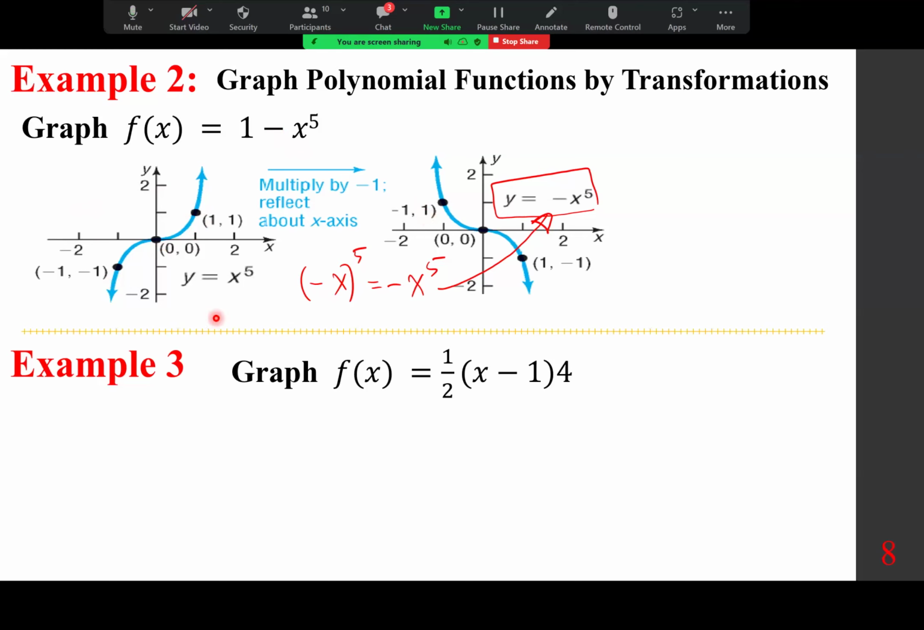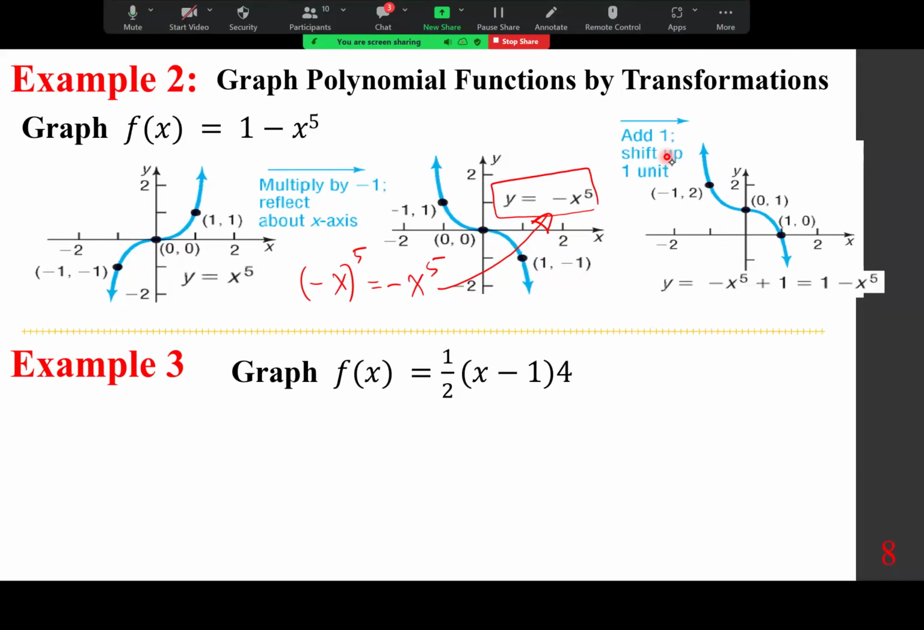Then the effect of 1 is that we bring it up by 1 unit. So notice the 0, 0 remains, 1, 1 becomes negative 1, 1, negative 1, negative 1 becomes positive 1, negative 1. Now we're going to take it up by 1 unit. When we take this up by 1 unit, the x coordinates remain the same. The y coordinates add 1. This becomes 2, this becomes 1, this becomes 0. So we are going to add 1, shift up 1 unit. And this is what it looks like. Look at those 3 points. You can pick up a few points just to see what happens to them.